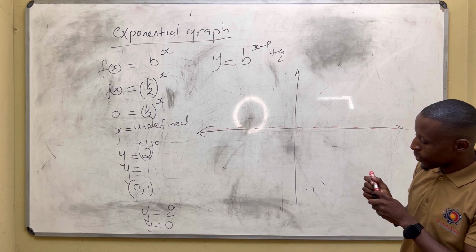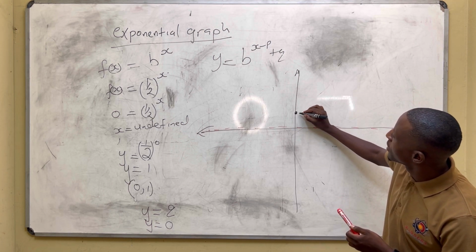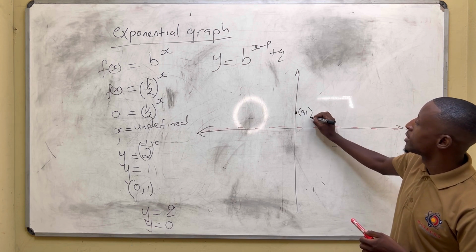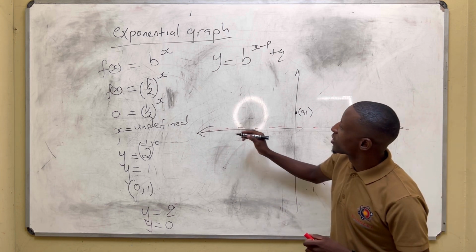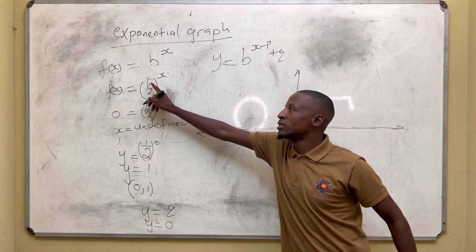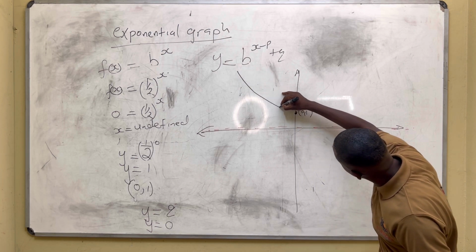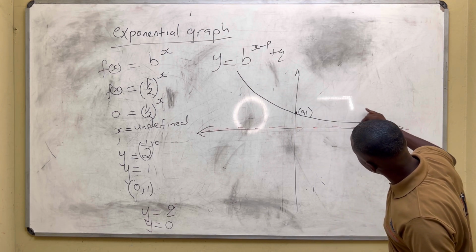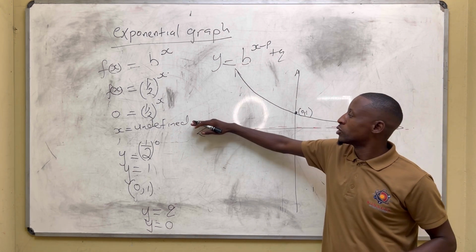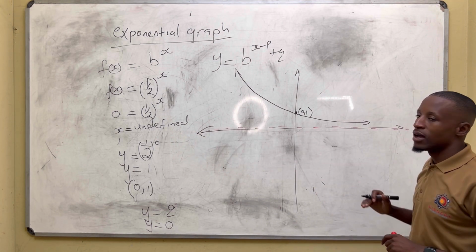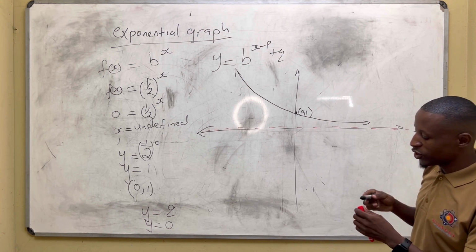Let us go to the y-intercept. The y-intercept is (0, 1), and our graph is a decreasing function, because the value of b is between 0 and 1. So our graph is going to go like this. Take note, it's not supposed to touch your asymptote. An asymptote is a line that the graph will never touch. So this is what we're going to have as our equation.